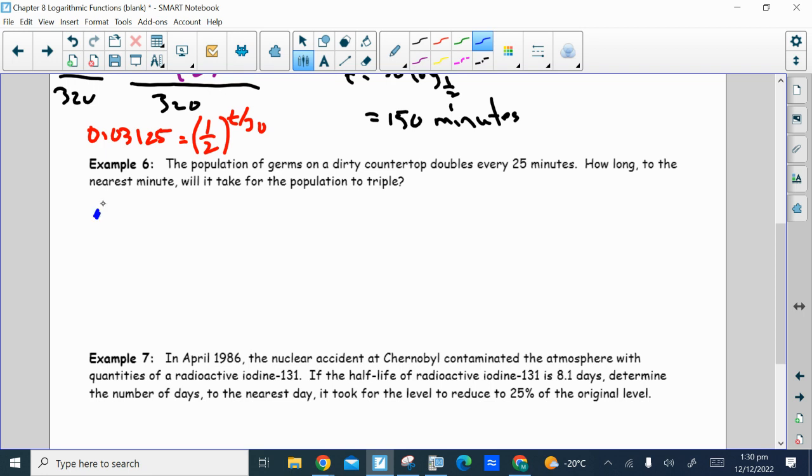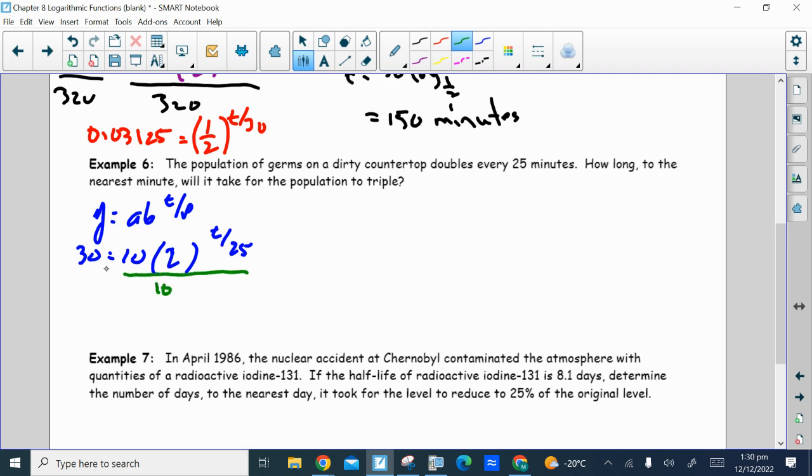So when I use this formula, again, as I said, I'm going to make up an initial number. So if I said that I started with 10 bacteria, we want to know how long it'll take to triple. So that means we'd have to end up with 30 bacteria. But it's doubling every 25 minutes, so our base is 2. And our doubling period, our growth period is 25 minutes. We want to find out what T is. How long would it take for the population to triple?